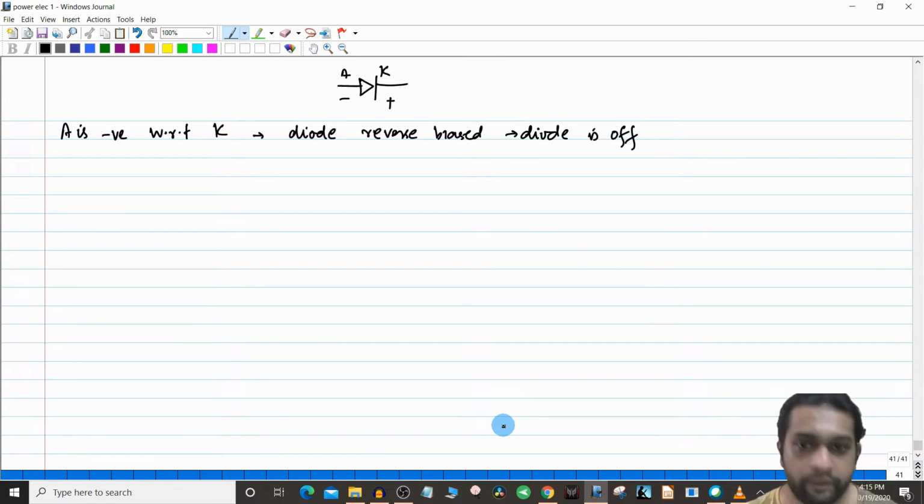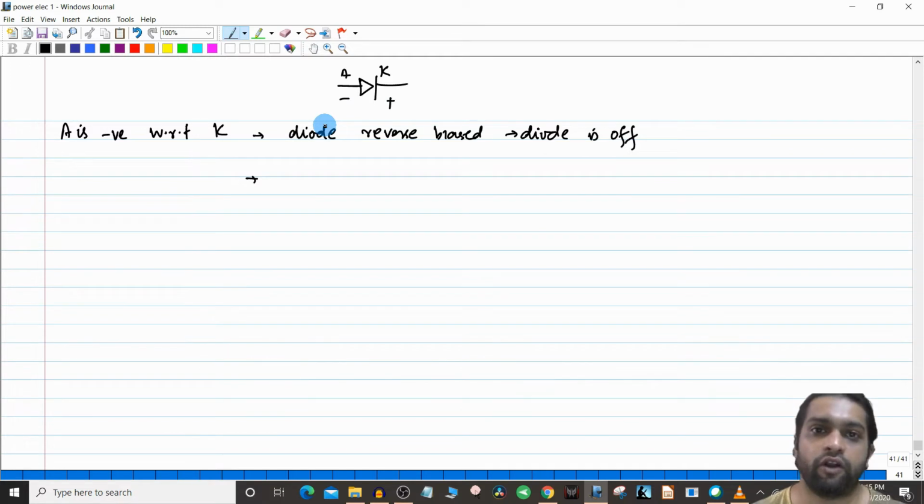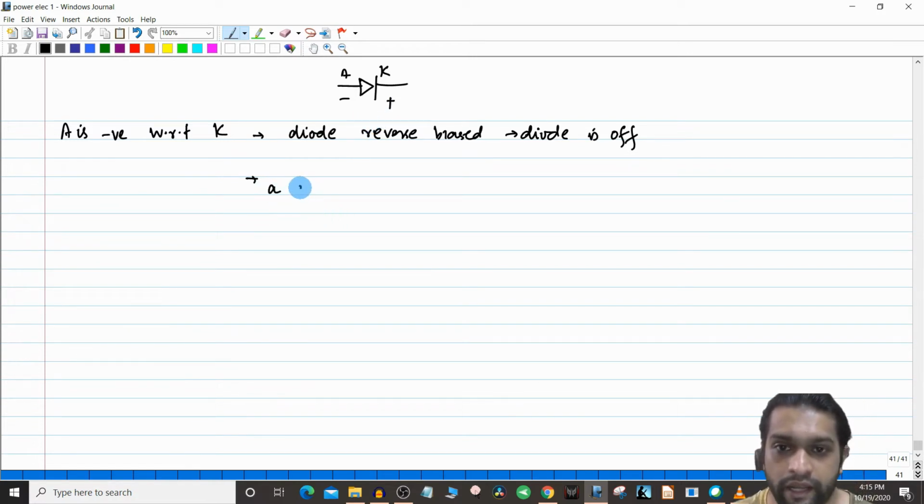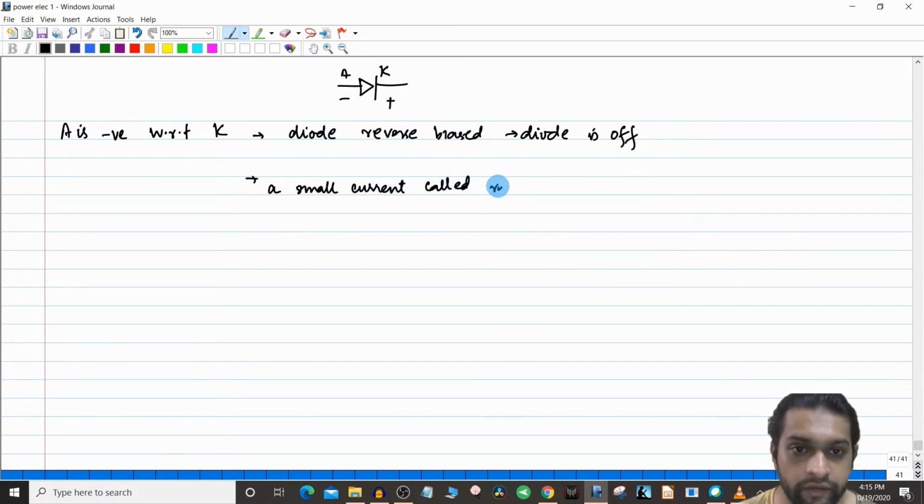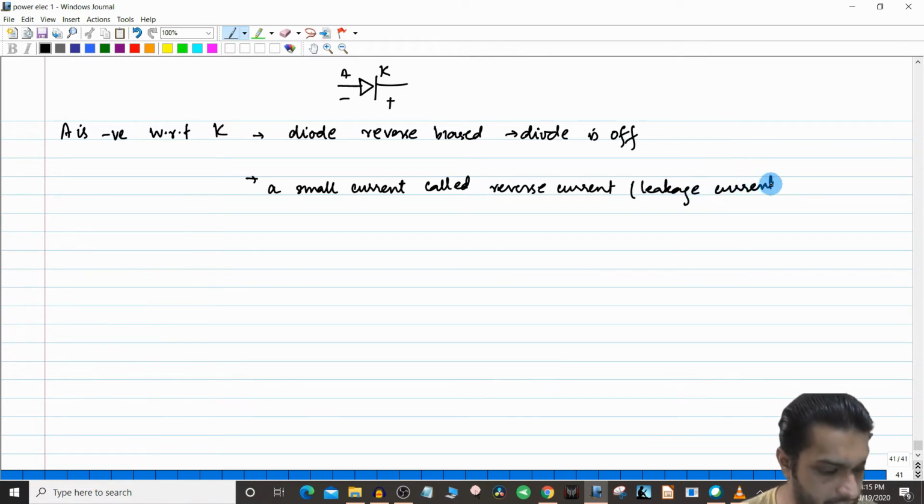Now in this case, because no device is ideal, you will always have a current which is flowing, which is called a leakage current. If you are giving a polarity like this, a small leakage current will flow. So a small current called reverse current or the leakage current may flow through the diode.